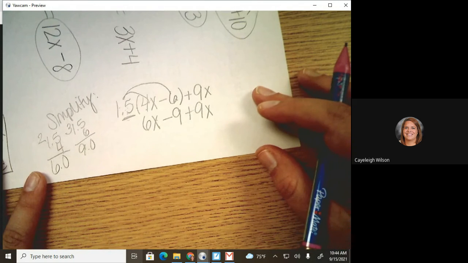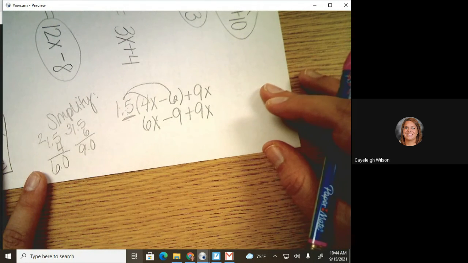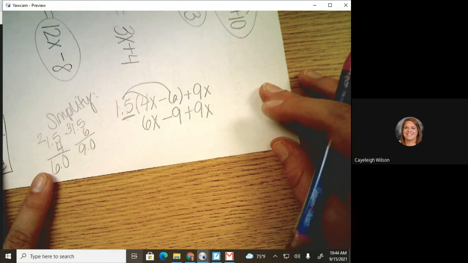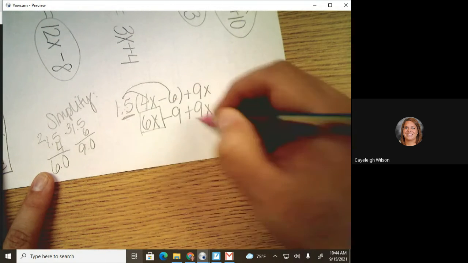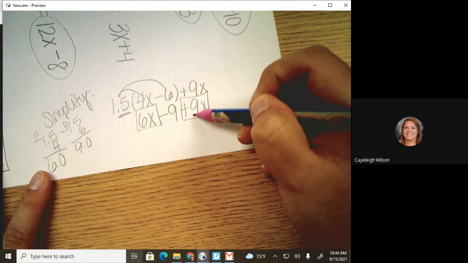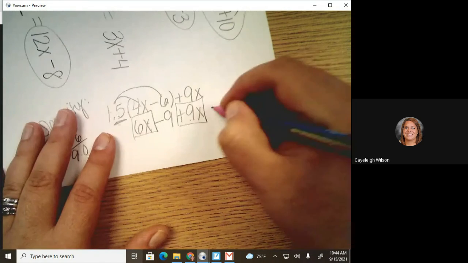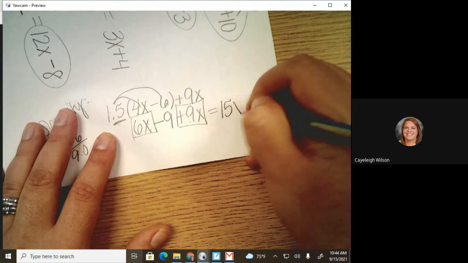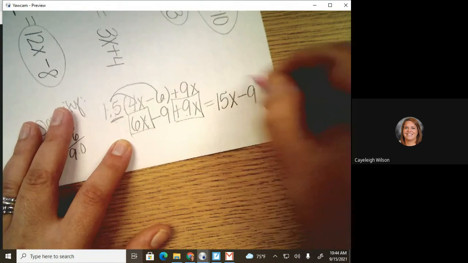After I distribute, I always look for like terms. So do I have any like terms? The 6x and this 9x. So this is positive 6x plus 9x. So what is 6 plus 9? 15x. And then I have that minus 9 to tack back on at the end.